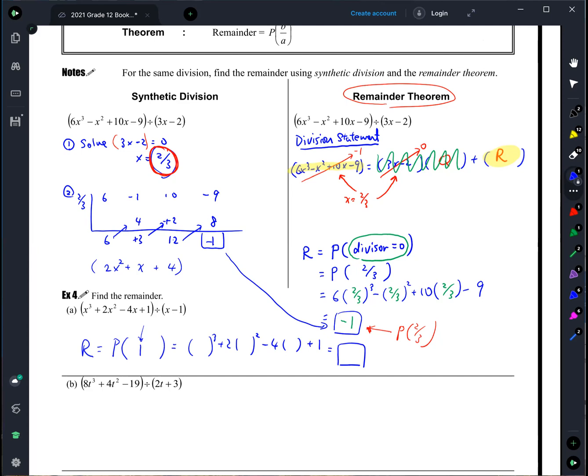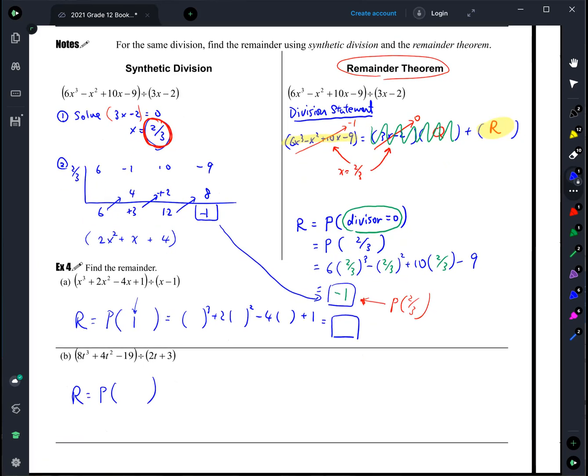Okay, so same thing with this one. If you want to find remainder, you also need to plug in a number. All right, so I'll let you finish these two. When you finish, you can raise your hand. Okay, just find the remainder.